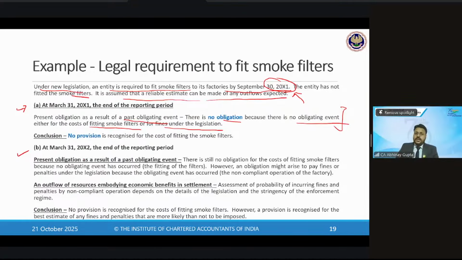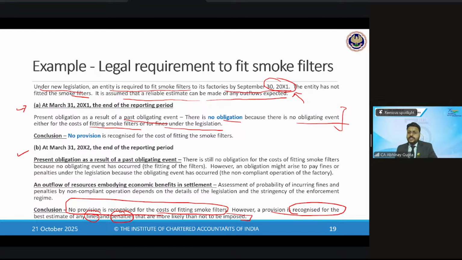So in this case, no provision is recognized for the cost of fitting the smoke filters. That's right, because the company has not initiated any action. But there is a provision required to be recognized in the books for any fines and penalties which become payable because the company has defaulted on the legislation requirement. Now, there is a past event, the default. That past event is a legal obligating event. Hence, it results in a present obligation, so we record the provision.